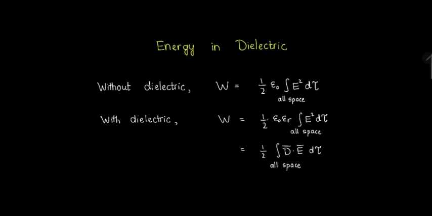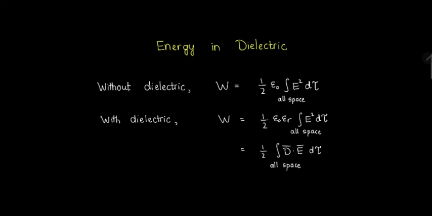Energy in dielectric, or whatever, dielectric medium, whatever polarizable object, so on and so forth. Without dielectric, we found out in one of our videos that work done on energy stored is nothing but half epsilon naught, and then you do this integration E square d tau over whole space. If this were in some dielectric medium, the only thing that would change is this one. You would have to multiply the old result with epsilon r, dielectric constant, or relative permittivity, whatever you would choose to call it.